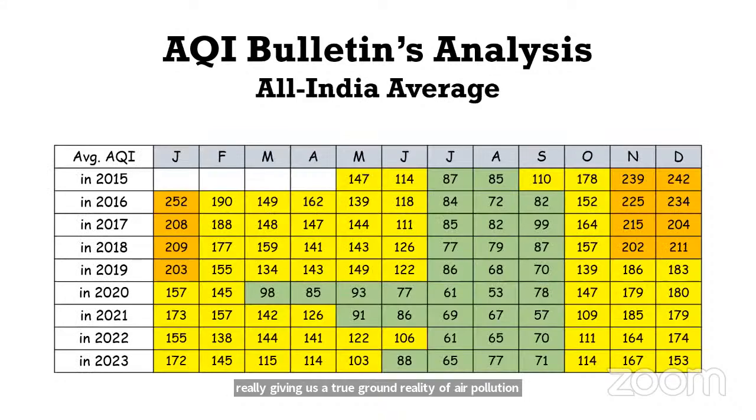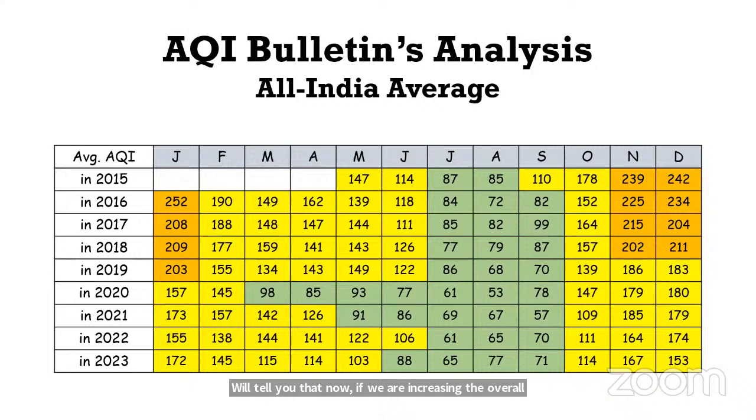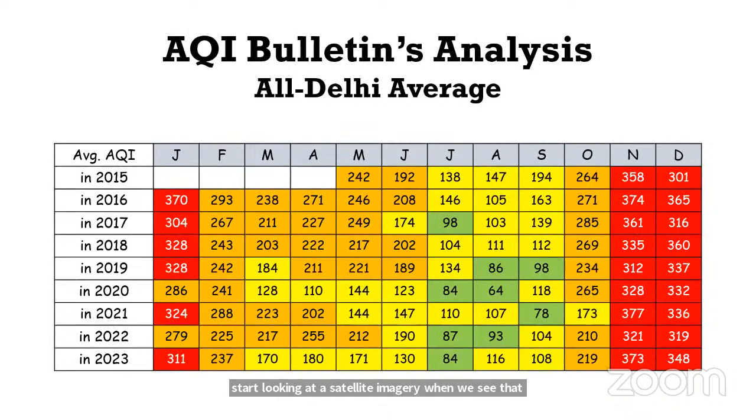This is a summary of all the air quality index bulletins over the years. One could interpret this as saying that our winter time numbers are increasing, but the mathematical side of the story will tell you that if we increase the overall representation by increasing the number of stations, the numbers will start getting averaged out, and you will start seeing a slightly lower number. That could be a possibility as well. But is it truly improving or not? That's a toss up. If we look at the satellite imagery, we see that things are not improving so dramatically.